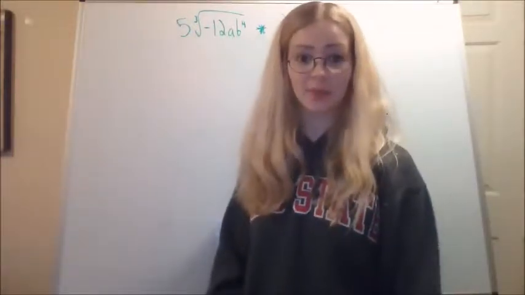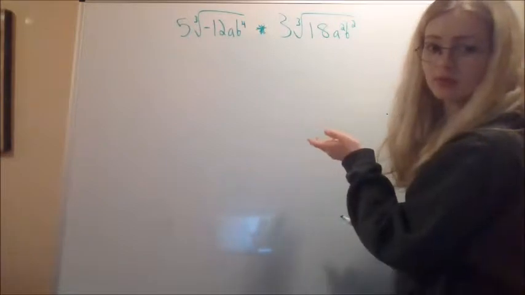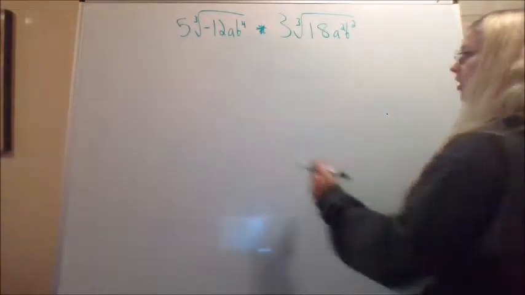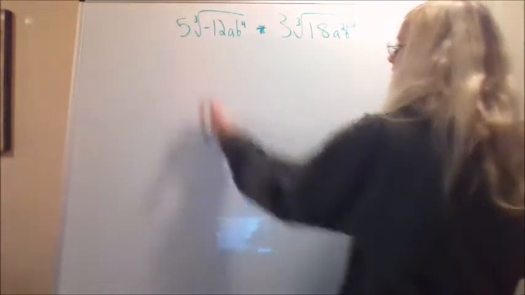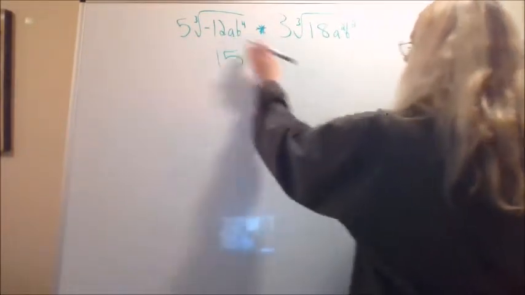Hi, today we're going to talk about operations on radicals. So as you can see here, we have two terms that we want to multiply together. We can start with the 5 and the 3 here. Multiply those two together, we get 15 times the radical.